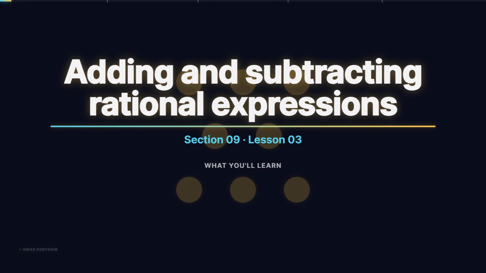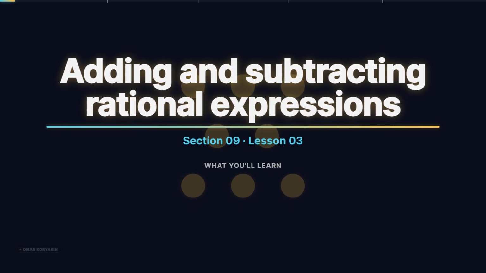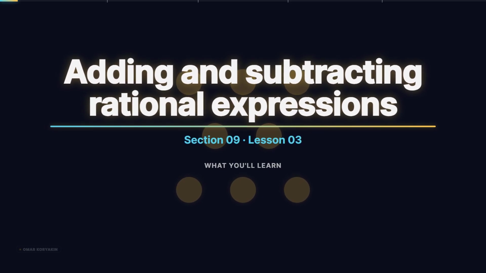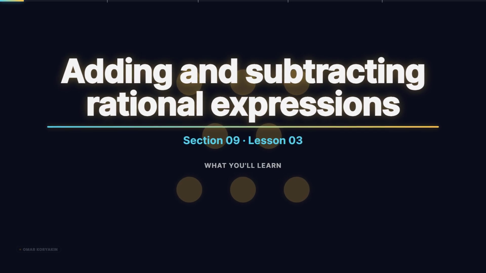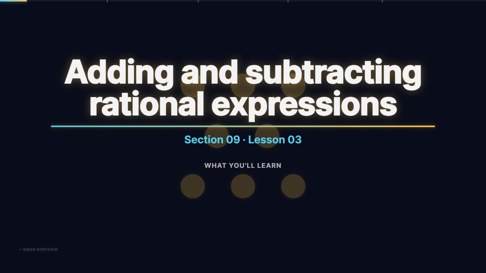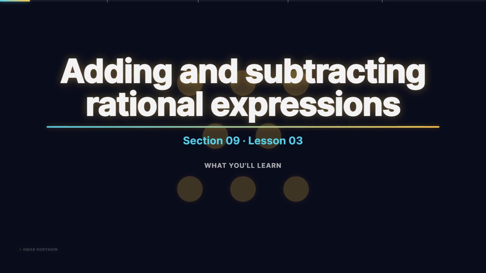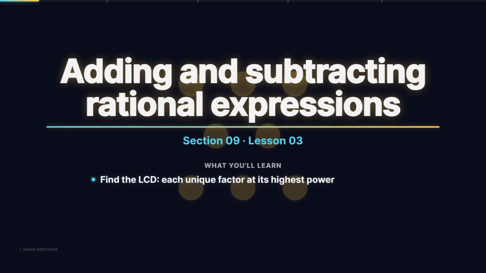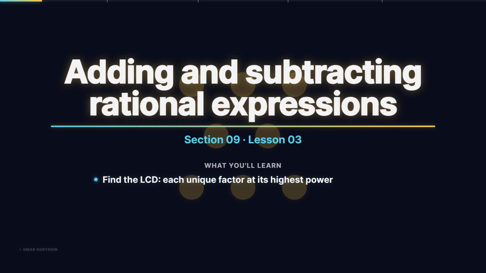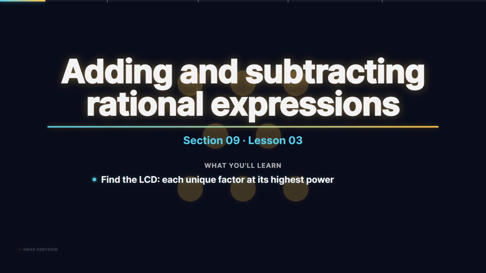Adding and subtracting rational expressions follows the same logic as numerical fractions. You cannot combine the numerators until the denominators match. The denominator matching step uses the least common denominator, which we build from the factored forms. The least common denominator, or LCD, is the smallest expression that every original denominator divides into.